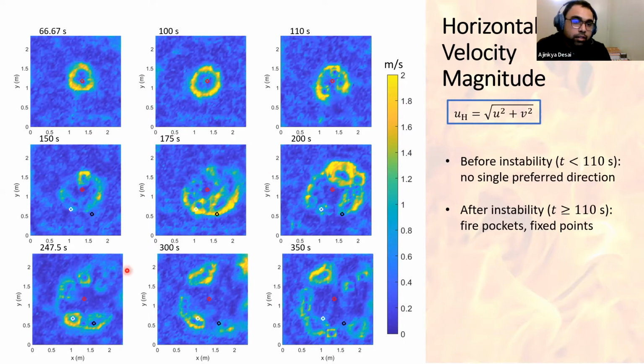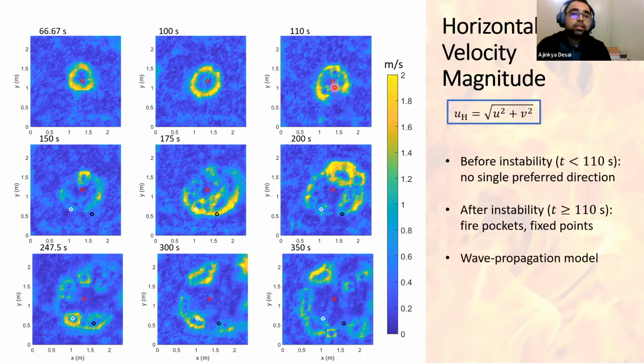They are visible much more clearly at a later point over here, 247.5 seconds. We'll be basing some of our analysis around this snapshot as well. So you see these two fixed points. Now, if you come back again to 110 seconds, once the fire has formed these pockets, the fire front spreads by virtue of relocation of these fire pockets from the ignition point.